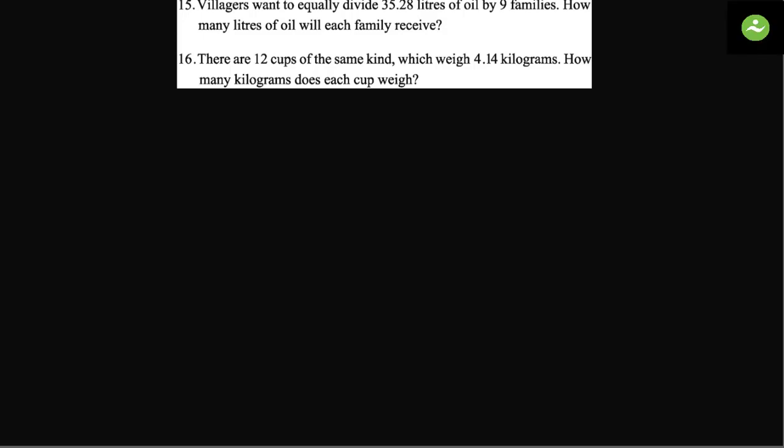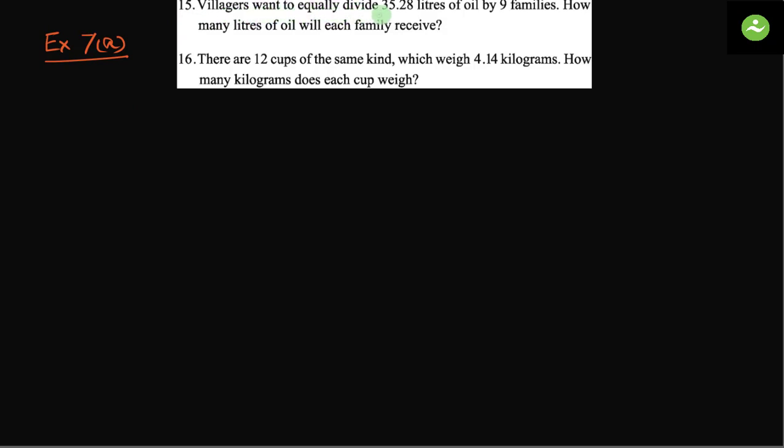Class 5 English version Math, Decimal Fractions chapter exercise 7a. Question number 15 and 16. These are pretty similar questions. That's why we are going to solve these here in the same lesson. Let's solve number 15 first.